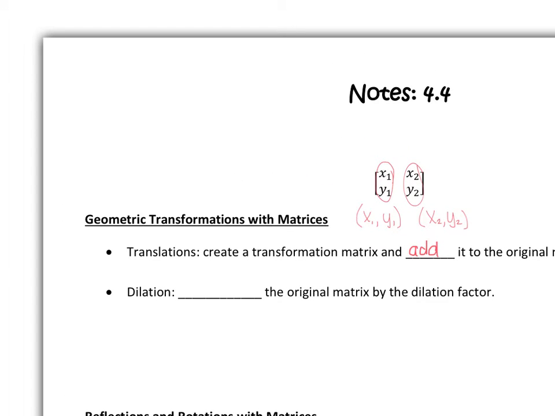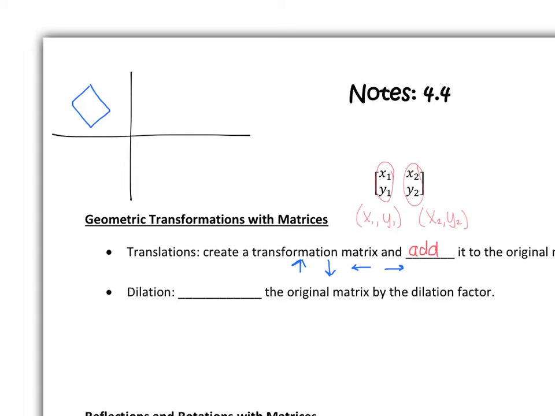Now for transformation, let's say we have a shape and it looks like this. For a translation, that means we're either going to move our shape up, down, left, or right. Don't you usually just flip it over the axis? We will do that down at the bottom with reflection. So for translations, we're just going to add matrices. We'll create a matrix and add it to the original.